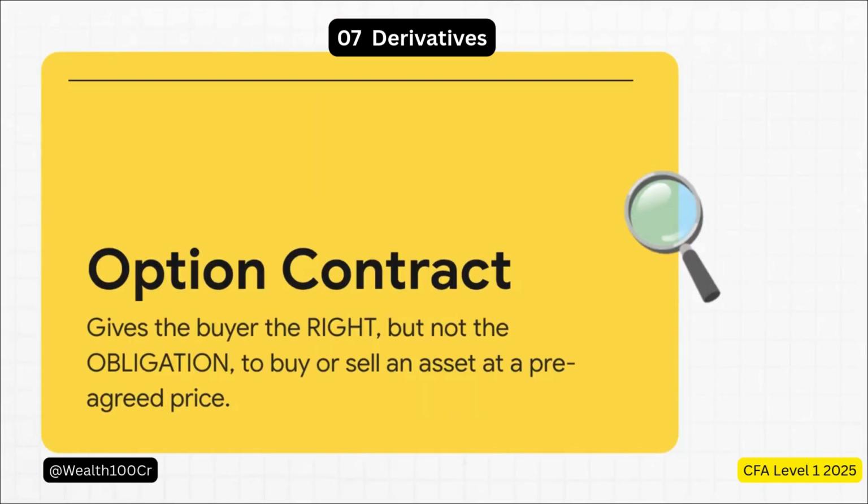So what is an option? An option is a contract that gives you the right, but not the obligation, to buy or sell something at a fixed price in the future. The best way to think about it is like booking a train ticket. You pay a small fee to reserve your seat for a journey next month. Now, if you decide you want to travel, great, you use the ticket. But if your plans change, you are not forced to travel, are you? You just lose that small booking fee you paid. That small fee, in the world of options, is called the premium.